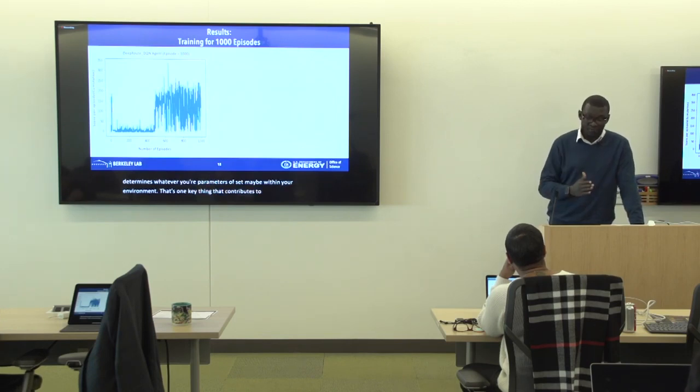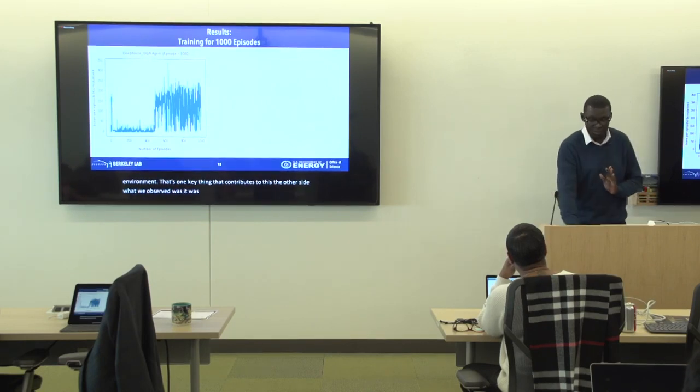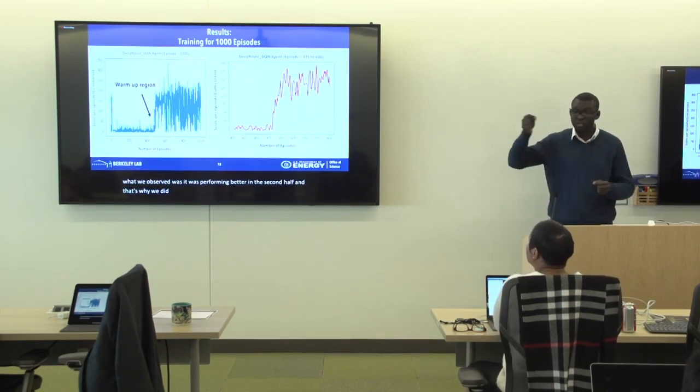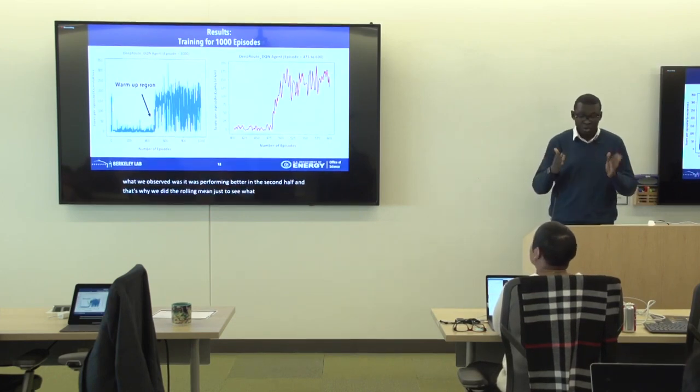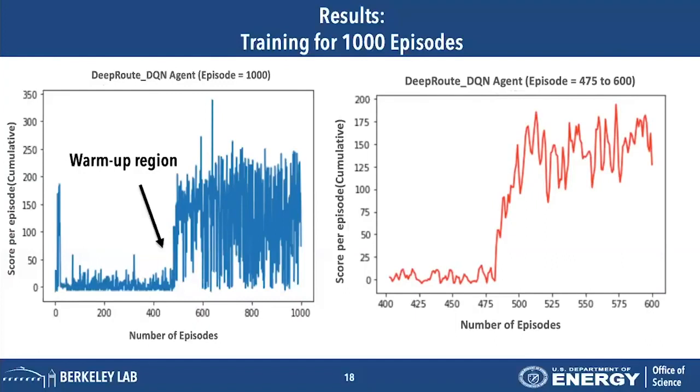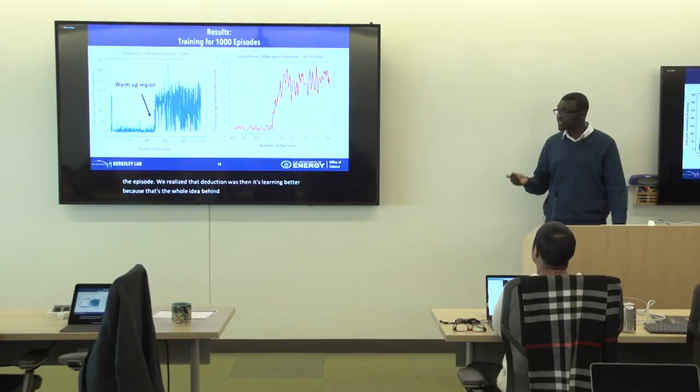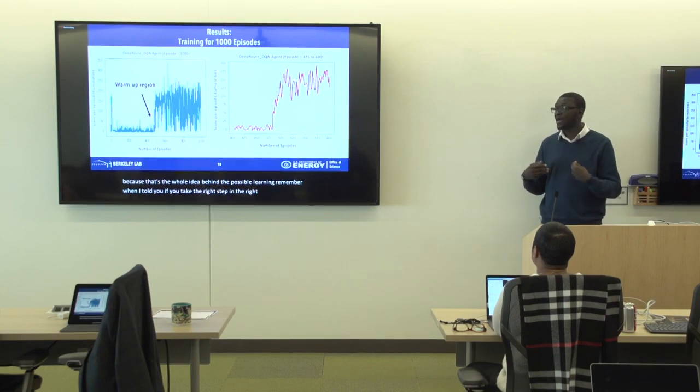The other thing we observed was that it was performing better in the second half, and that's why we did the rolling mean, just to see what the upward trend was. We noticed that from 0 to 400, even though we have some overlapping, our belief is the agent is actually learning at that point in time. But when the score started increasing over the episodes, we deduced that it's learning better, because that's the whole idea behind reinforcement learning. Remember what I told you? If you take the right step in the right direction, you get positive rewards. And these rewards are what we train into the neural network, and it brings out the overall score back.